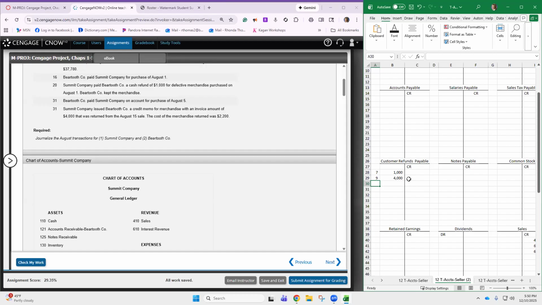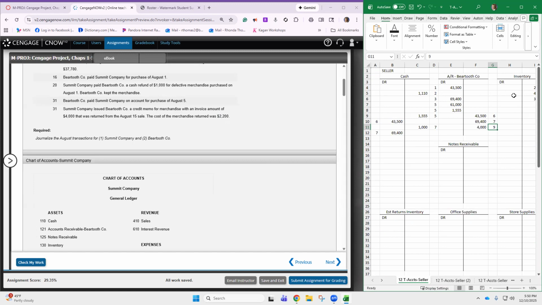So that's what's going to happen now, since they sent back the merchandise. Okay, they sent it back and its cost was $2,200. Then we need to go to inventory, and we're going to put $2,200 back in inventory. And this is the seller. Even though we may send that back to the supplier later, we want to make sure that we've accounted for that return.